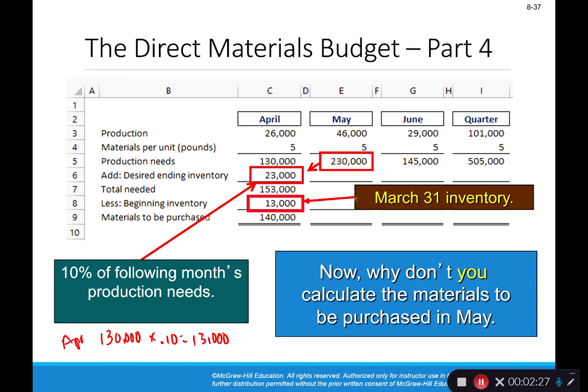Again, we might be given the March 31 number and it might not be in compliance with our assumptions because reality may differ from our assumptions. So just use the number that's given, but I'm trying to get across the point that ending inventory is whatever percent of the next month, and beginning would be that same percent of the current month's production needs. So now it's saying, why don't you calculate the materials to be purchased in May? You can give that a go, pause the video, and then we will do it.